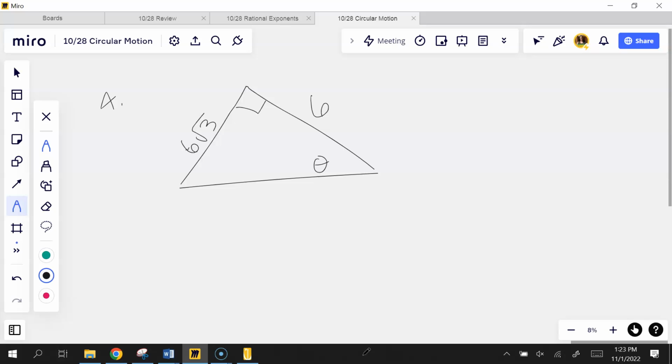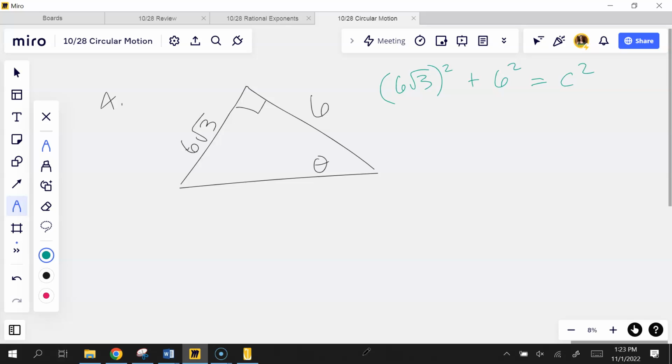All right, so I'm missing a side, right? Which side am I missing? The hypotenuse, right? Or the C. So I'm going to do Pythagorean theorem to find that missing side. That's going to be my very first step. So I do leg squared plus leg squared equals whatever that hypotenuse comes out to be squared.